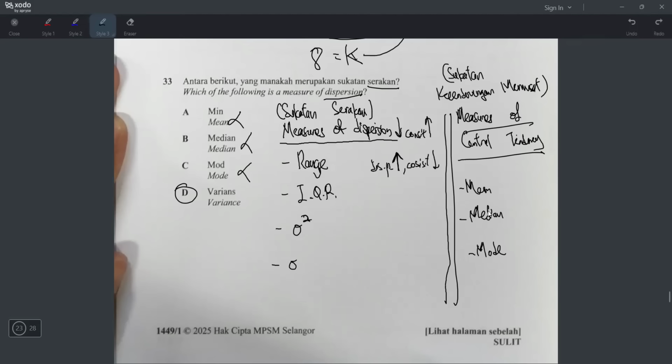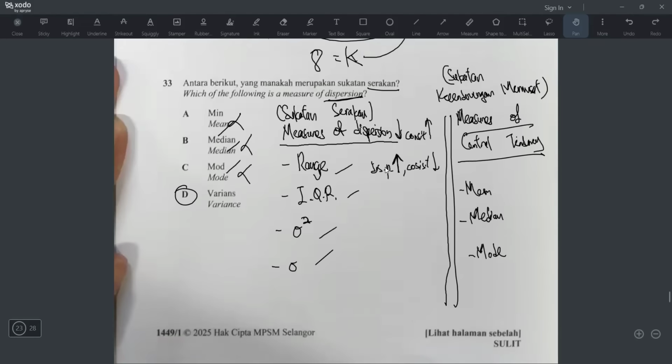Another way is to find the median, because median is the middle number. So the middle number can represent the center value also. And then mode is you choose the number that appears the most times, the number that has the highest frequency. So that is also one of the ways to measure the central tendency of the data, to get the center value of data. So as you can see, mean, median, mode, the ABC, these are all measures of central tendency. These are all measures to get the center value. Okay, but they are asking for dispersion, so these are the 4 dispersion: range, interquartile range, variance, and standard deviation, so D is the answer.